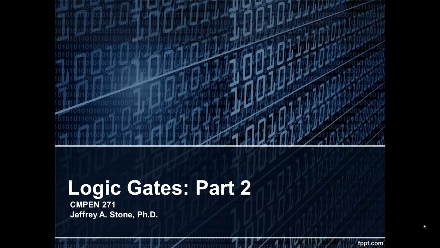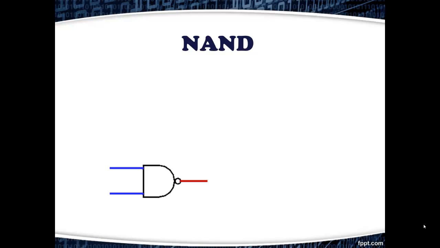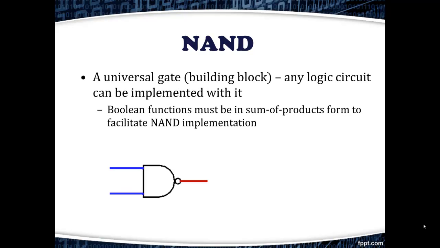In this presentation, we will continue our discussion of simple logic gates. Another simple logic gate that we often see in implementation is the NAND gate, or not AND. This is a universal gate, or what we often call a building block. The reason we call it this is that any logic circuit can be implemented with it, and specifically with the proper combination of NAND gates.